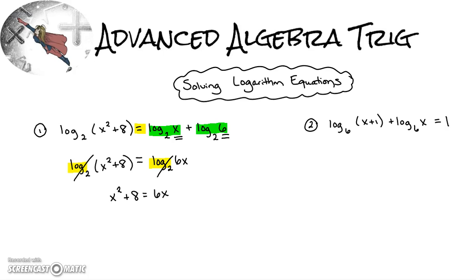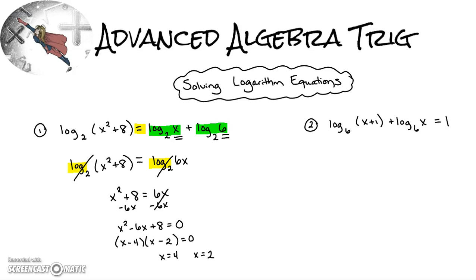So now I need to solve this. This is a quadratic, so I'm going to have to subtract 6x so that I bring everything to one side. So I have x squared minus 6x plus 8 equals 0. Then I need to factor my quadratic. What multiplies to 8 and adds to negative 6? Well, that's going to be negative 4 and negative 2. So I get two answers, x equals 4 and x equals 2.